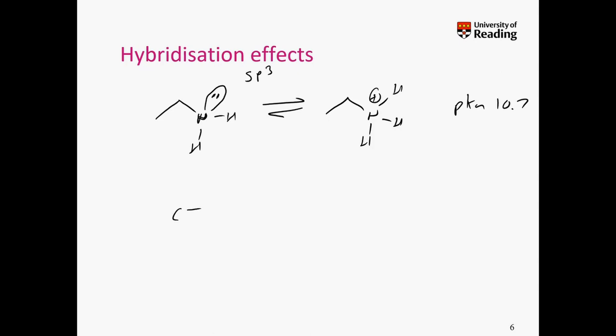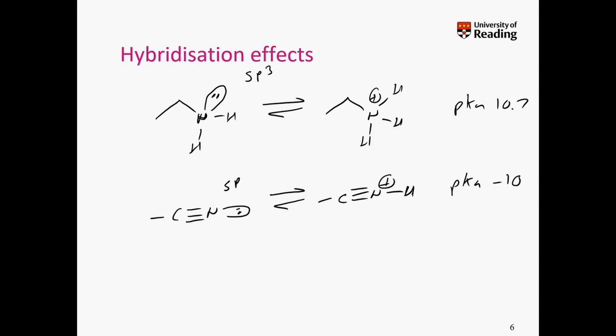If we look at the example of an sp hybridized nitrogen, where the lone pair of electrons is here, again what we're looking at is forming a positive charge on the nitrogen there. We're picking up that proton, and in this case the pKa for this is -10.